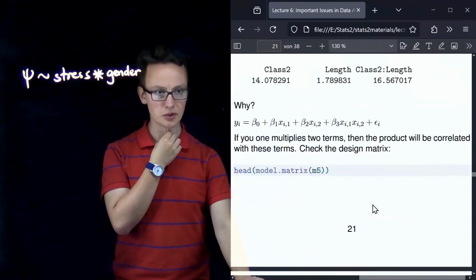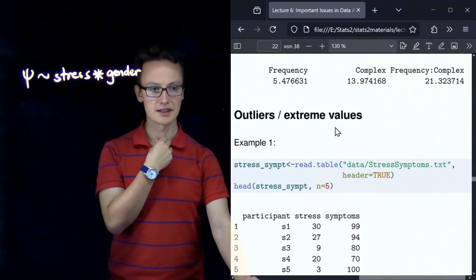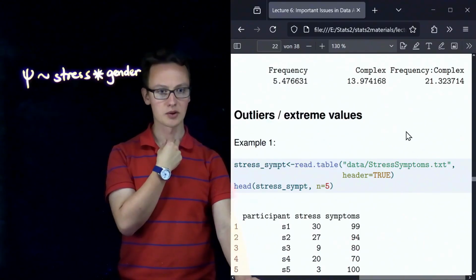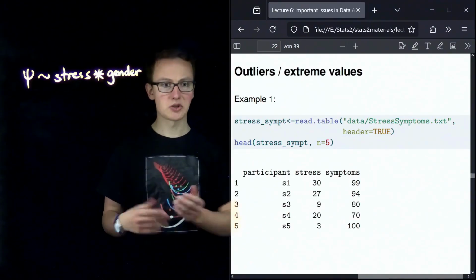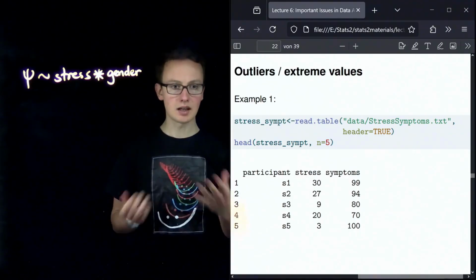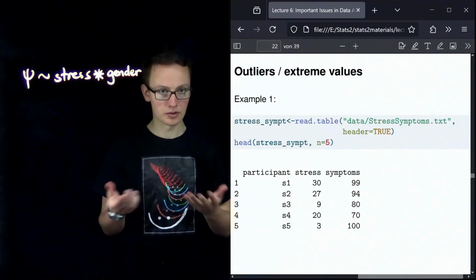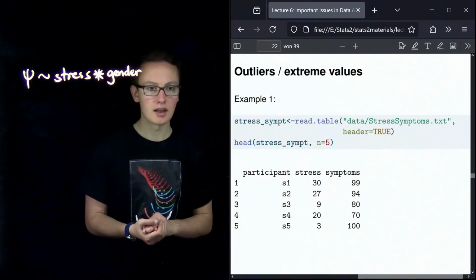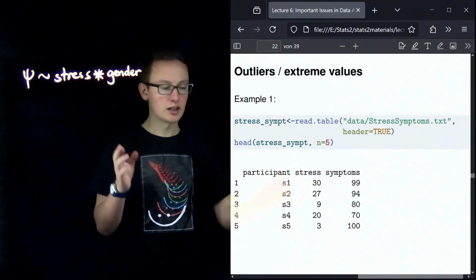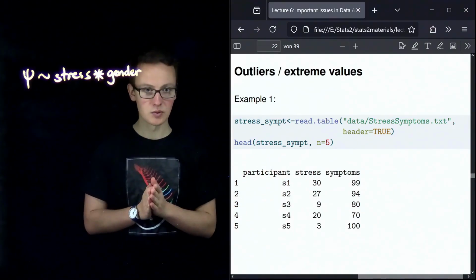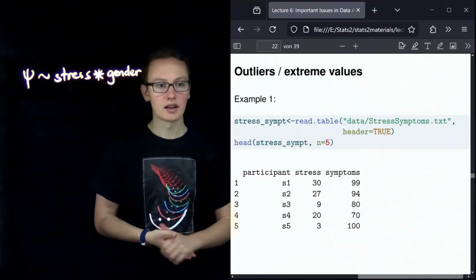We'll now go on and talk about the next important topic of this lecture, which is outliers and extreme values and how to deal with them. So an outlier, or also called extreme value, is basically a data point which, with regard to some particular variable or combination of variables, is very far off from where all the other data points are. It's clearly not behaving in the same way as the others do. It has a much larger value for stress, let's say, than all the others.